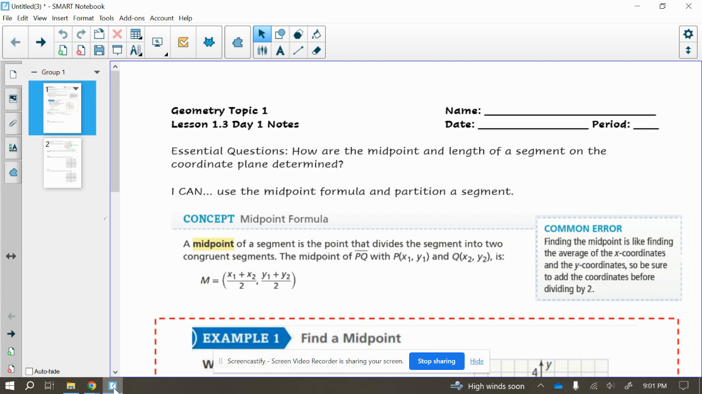Everyone, and welcome to lesson 1.3, day 1. Today we are going to talk about using the midpoint formula as well as partitioning a segment.